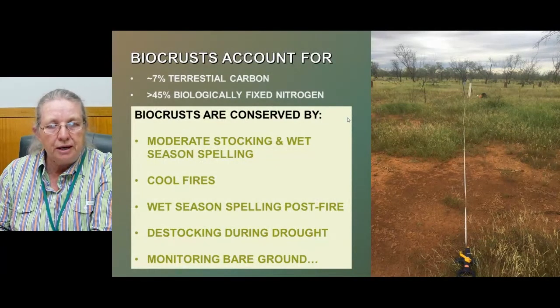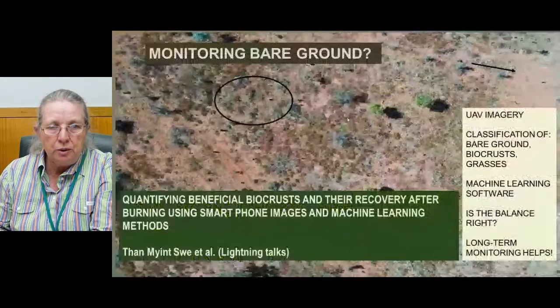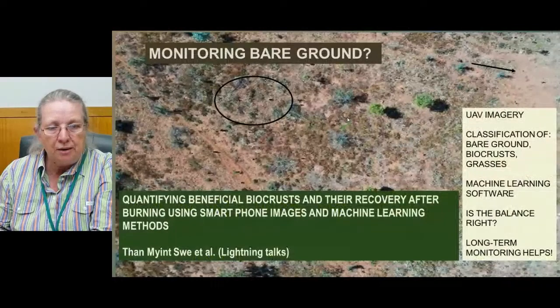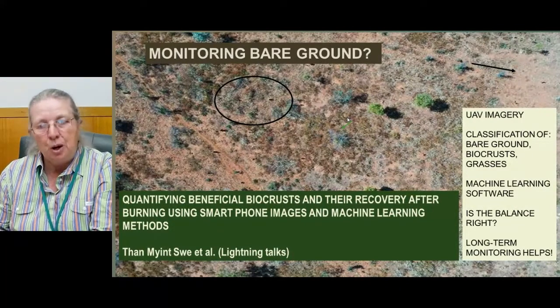Conservation of biocrusts is important in terms of the wet season spelling, cool fires and destocking during drought. Now, I'll just mention quickly monitoring bare ground because we have a lightning talk from one of our master students, and I encourage you all to look at it. And of course, bare ground has biocrusts on it too, so we're pretty keen to look at that area of research.